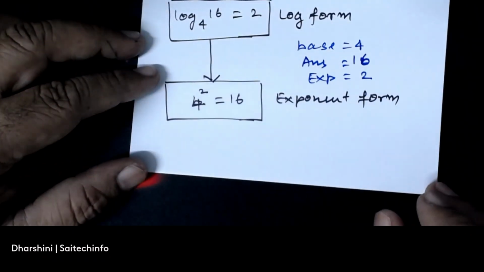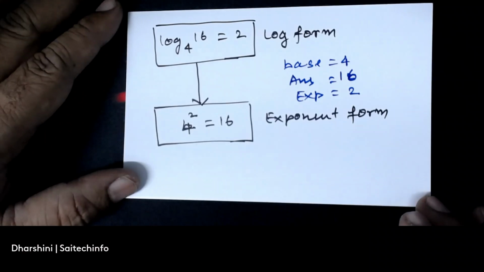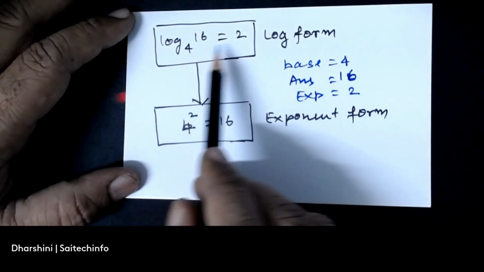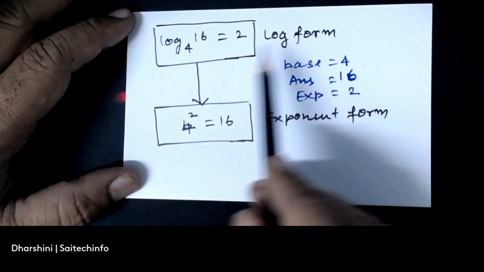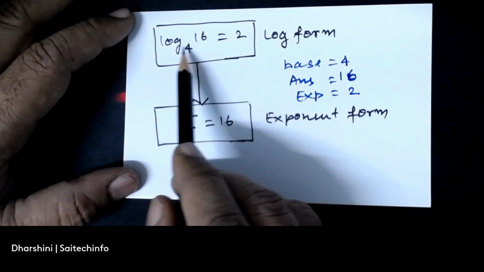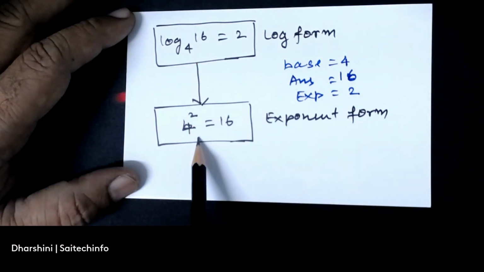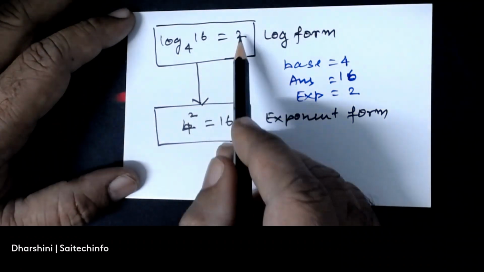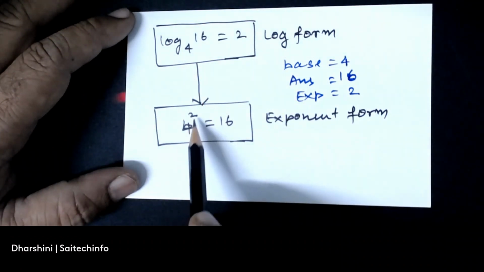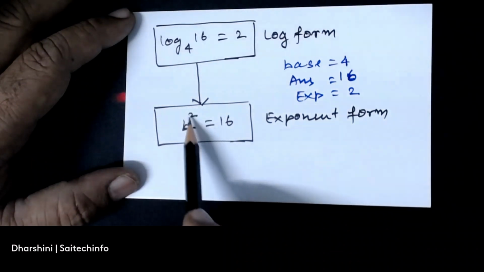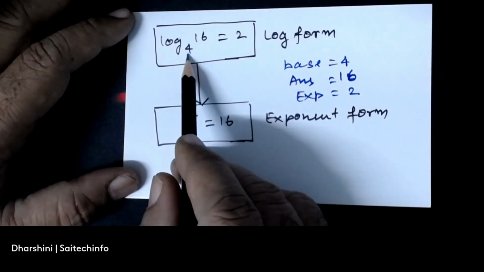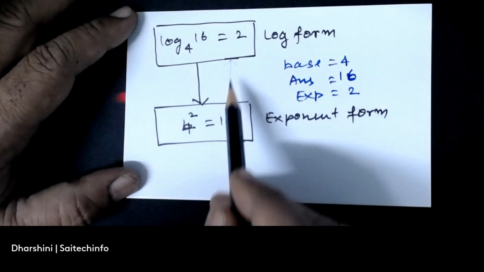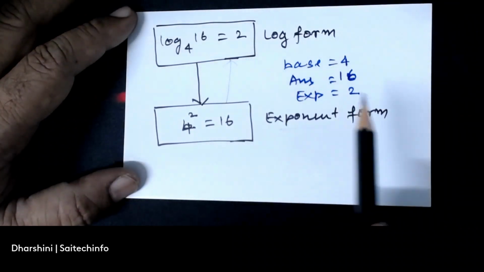Let us consider another example. Here log 16 to the base 4 is equal to 2. This is the logarithmic form. Now we need to convert this into exponent form. So 4 is the base, you can write the base here, and here 2 acts as the exponent, that is the power term. Now 4 squared is equal to 16. So you should be able to convert this exponent form again into logarithmic form.